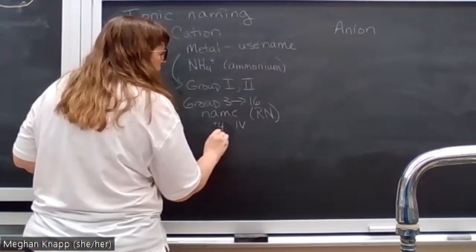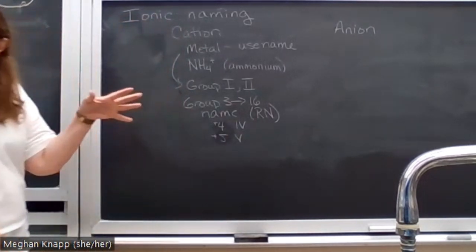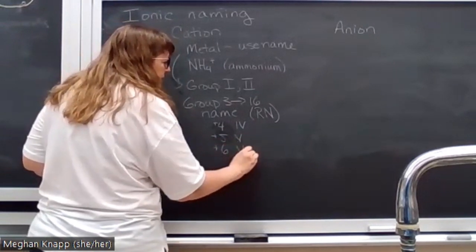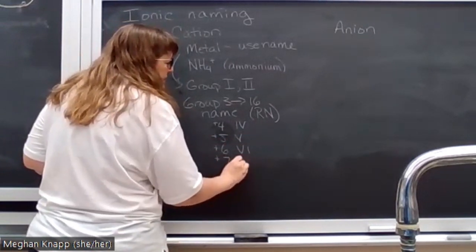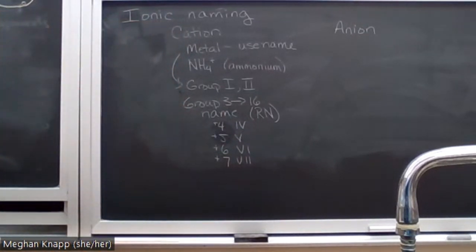4 plus 5 is 9. That's usually as high as we go. Sometimes you'll have +6 or +7. Okay. So for the metal, we will add a Roman numeral unless it is in those first 2 columns.